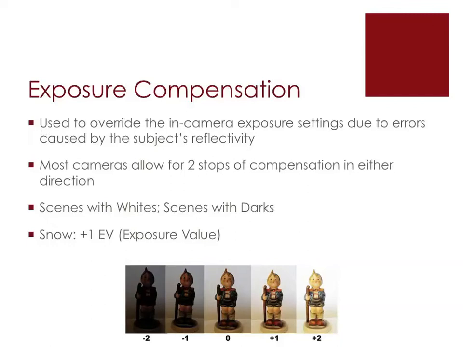For a lot of scenes with a lot of whites, like snow, I usually just always set it to +1 because I know it's always going to come out dark. And +1 is a good measurement for the error that it makes. Okay.